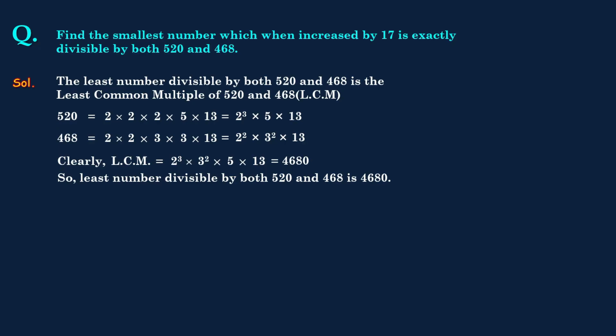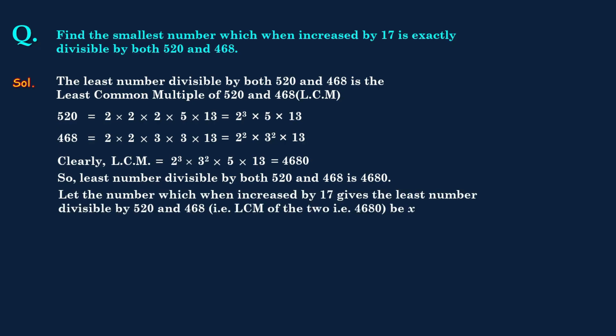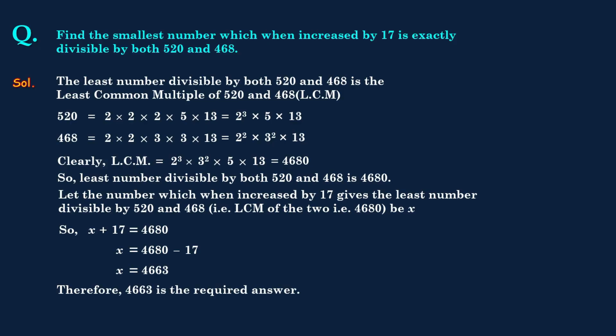Now, let us find the required number. Let the required number be a number which, when increased by 17, becomes 4680. So, the required number is 4680 minus 17. This gives 4663. Therefore, the smallest number which, when increased by 17, is exactly divisible by both 520 and 468, is 4663.